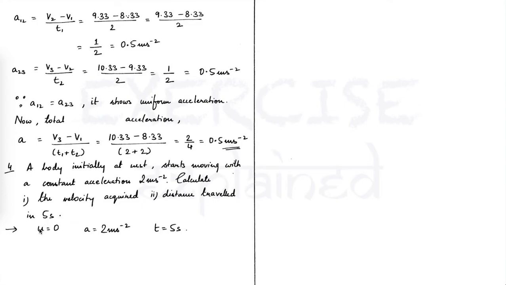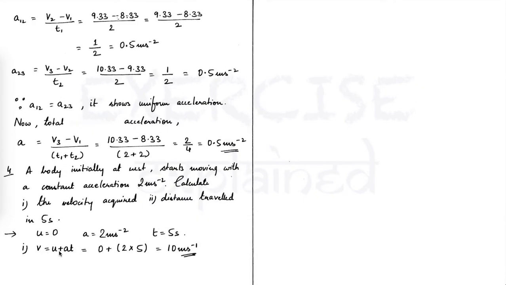So I write down u is equal to 0, a is equal to 2 meter per second square, and time I take as 5 seconds. For finding final velocity, we can use v is equal to u plus at. u happens to be 0, a happens to be 2, and t happens to be 5. So we get 0 plus 2 into 5, that is nothing but 10 meter per second. So the final velocity reached, or the velocity acquired, is 10 meter per second.